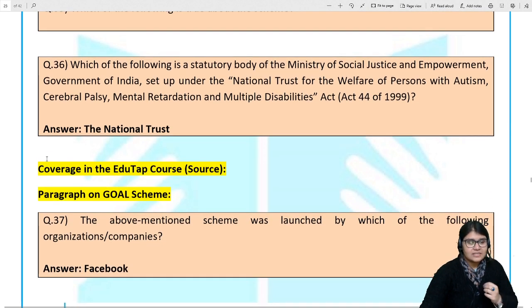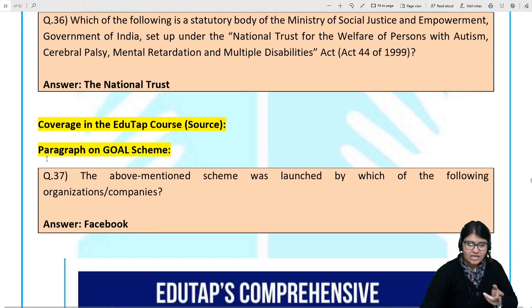Which of the following is a statutory body of the Ministry of Social Justice and Empowerment, Government of India, set up under the National Trust for the Welfare of Persons with Autism, Cerebral Palsy, Mental Retardation and Multiple Disabilities Act? And the answer is National Trust.